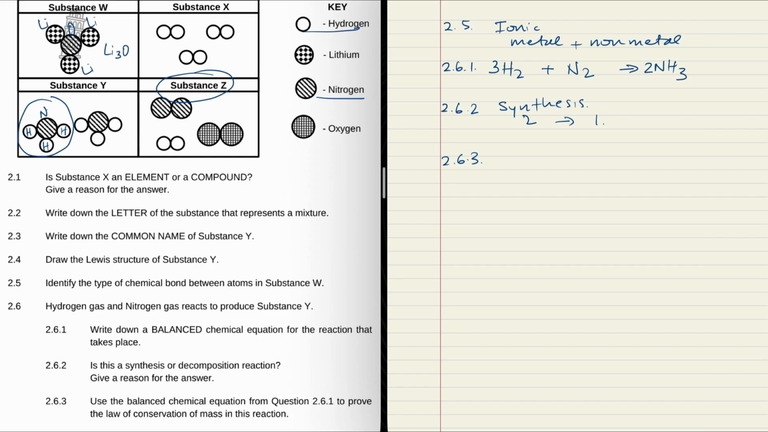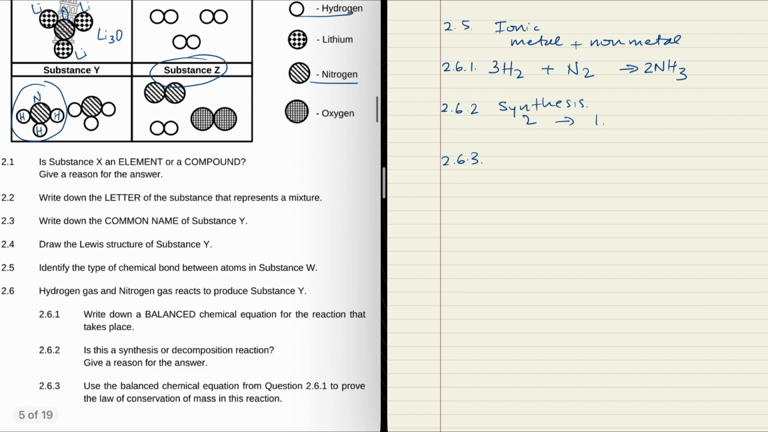2 things becoming 1 thing is just an easy way to identify a synthesis reaction. You can say that you have 2 different compounds reacting to produce 1 compound. You could say that you have small compounds reacting to produce a larger compound. So anything along those lines, as long as it's explained well, will give you the mark.